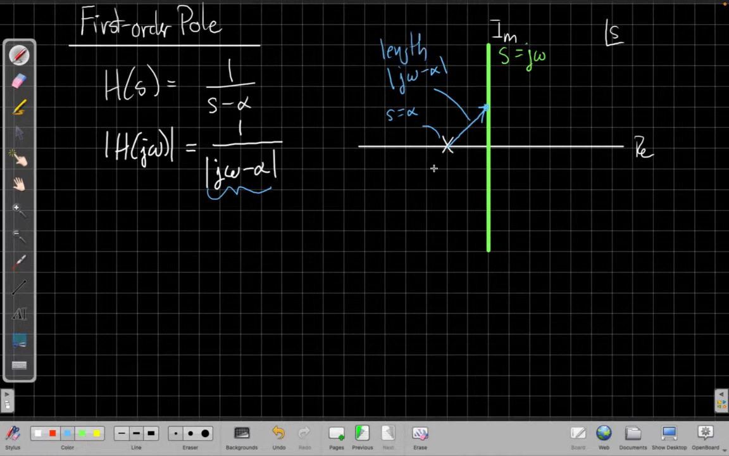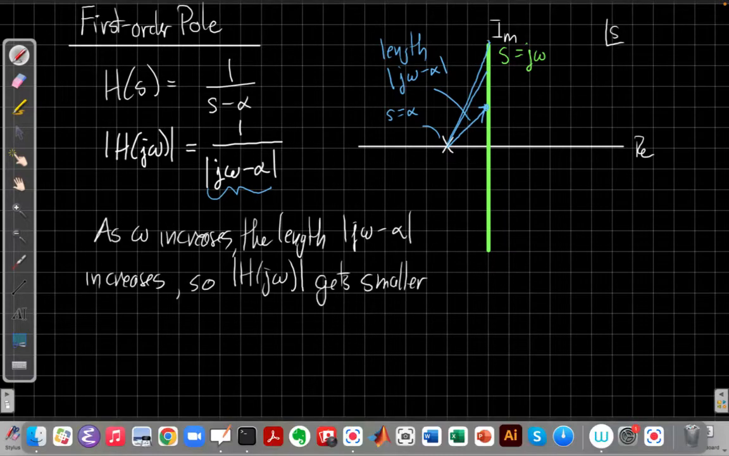So that says, as omega increases in this example, I'm moving further and further up this axis, drawing longer and longer vectors. So the denominator is getting bigger and bigger, and overall, H of omega is getting smaller. So the contribution of this pole at s equals alpha gets smaller as I move away. Now, when does that happen? Well, the breakpoint we talked about earlier is when the real and imaginary parts are equal. It's roughly this point I've drawn here.